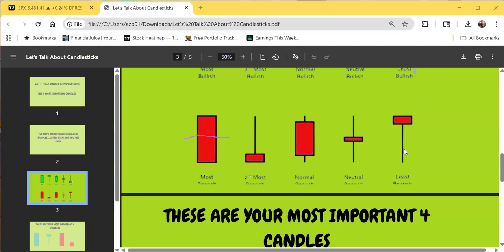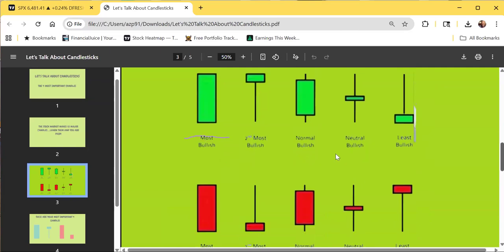But understand that this wick does mean something. This wick is important. This wick means that buyers have stepped in, and that they are pushing this market up here. So are there any questions about the 10 major candles that you'll see in the market? All right. I just want to make sure that everyone also understands that these four candles right here are your most important candles, and give you the most information about whether the market is either bullish or bearish for that particular time period.